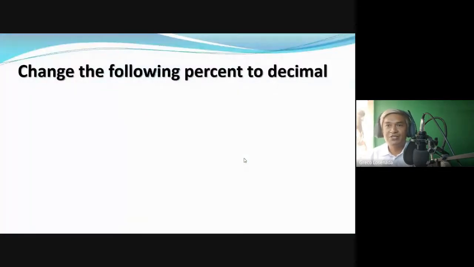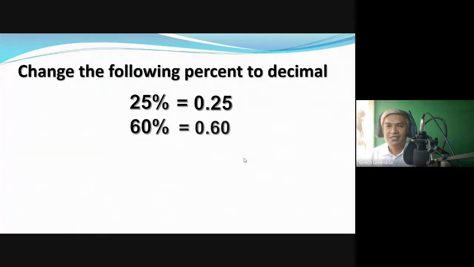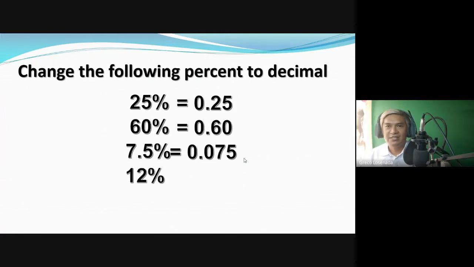Let's change the following percent to decimals. 25%, that is 25 hundredths. Then 60% is equal to 60 hundredths or 6 tenths. 7.5% is equivalent to 75 thousandths. Then 12%, that is equal to 12 thousandths. 100%, definitely, it's equal to 1 or 1 whole.